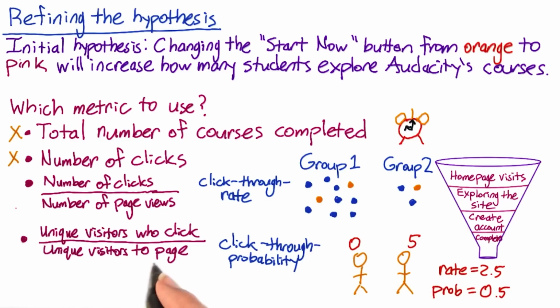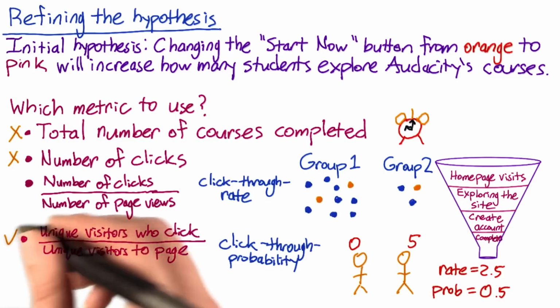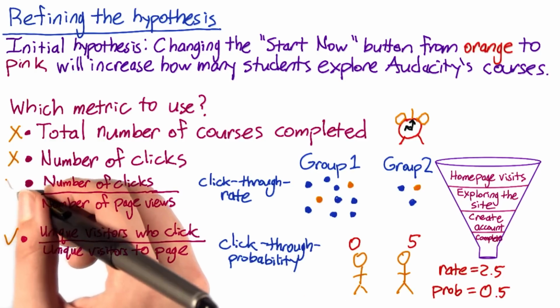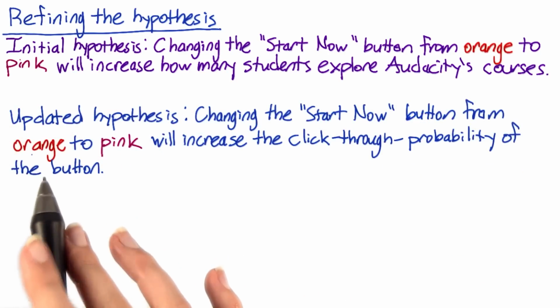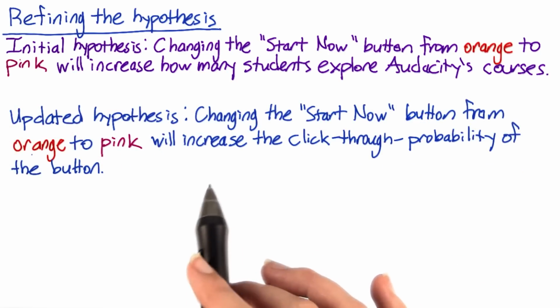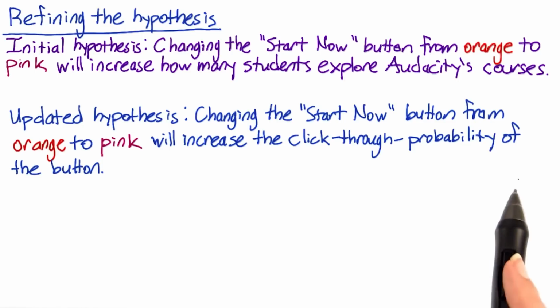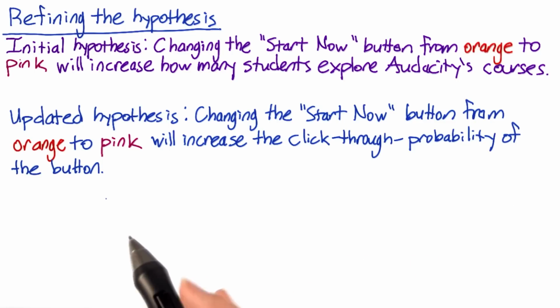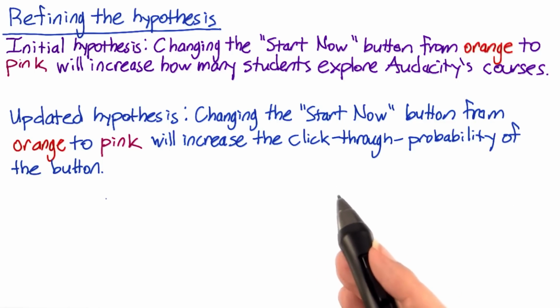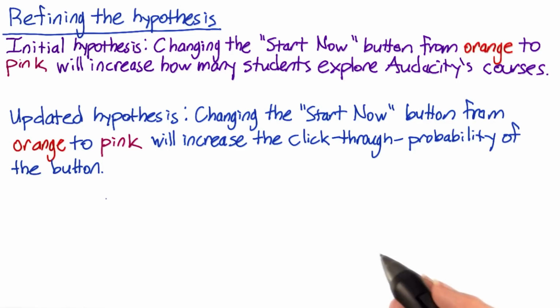For the purpose of this lesson, we're going to use click-through probability as our metric, and not click-through rate. Given this, our updated hypothesis is that we will increase the click-through probability of the button. And we assume that that will ultimately increase the final business metric, which is total courses completed.